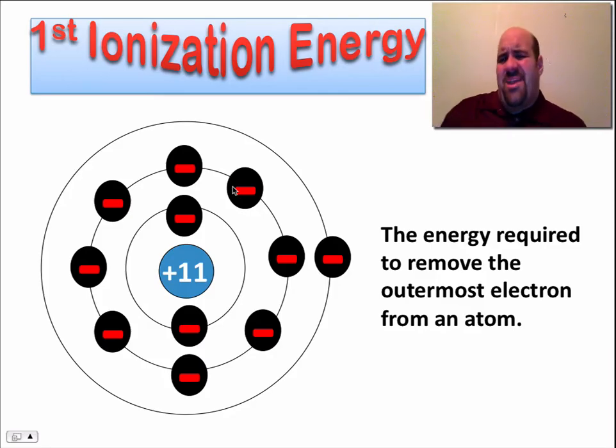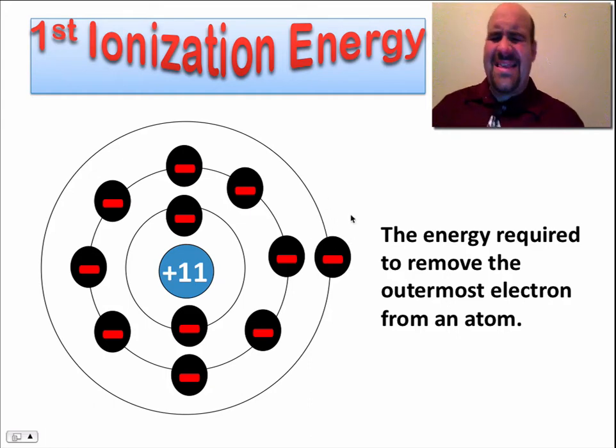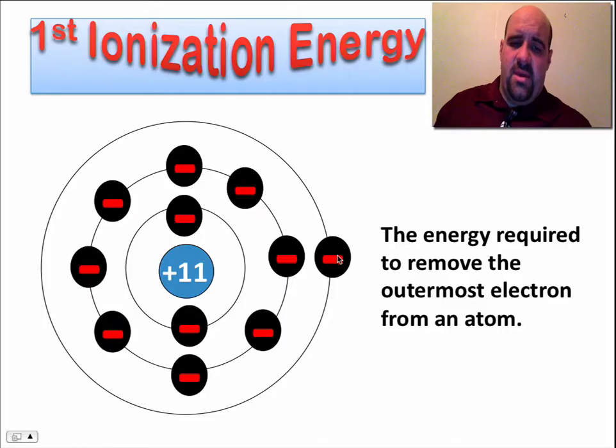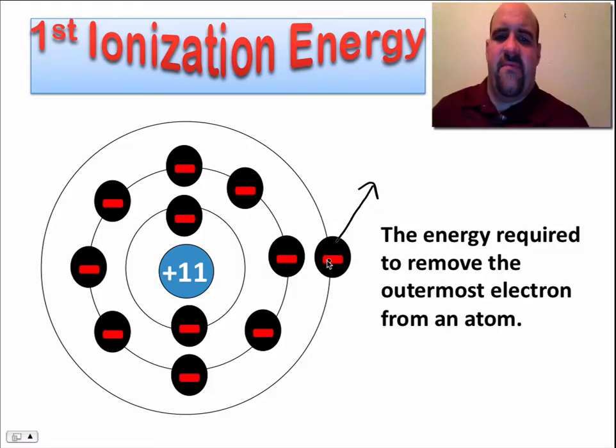Now we're going to look at something called first ionization energy. And this is the energy required to remove the outermost electron from an atom. And if we were to look at this atom right here, this is, I hope you guessed, sodium, has a +11 charge. That means it's 11 on the periodic table. One valence electron, so you know it must be in column 1A. Well, the first ionization energy is going to be the energy required to take this electron right here and basically remove it from the atom, to get rid of it.